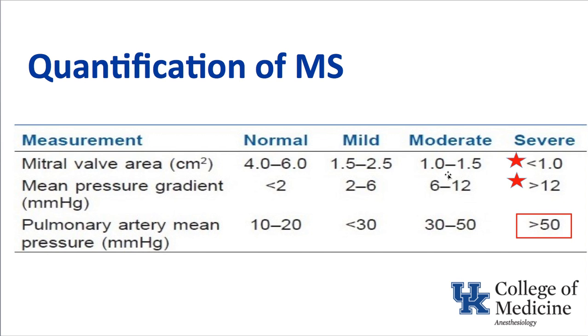The mean gradient for aortic valve was 40. In this case, a mean gradient from left atrium to left ventricle of greater than 12 is considered severe. And if you have concomitant pulmonary artery mean pressures greater than 50 associated with it, that's also severe.